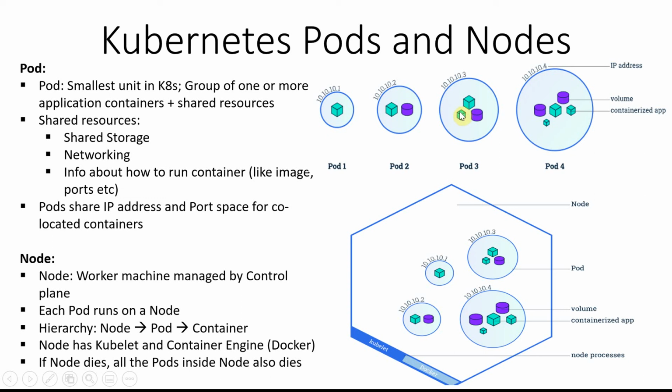So for example, this could be a different port. If you want to send traffic to this port, it will use this IP address colon the port of this smaller pod. Same thing goes for the database, for example. So that's why they share the IP address, but the ports will always be unique.